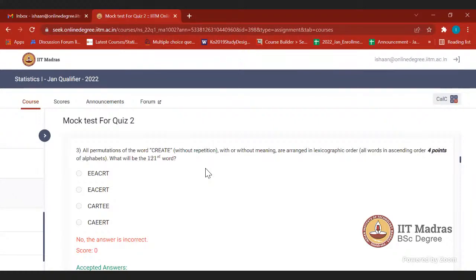That word identical is missing here. That's why we have to do that. I solved this in a different way. I took 6 factorial ways in total, and then because there are 6 letters, 720 by 6 is 120. So the 121st one will be starting with A and C.